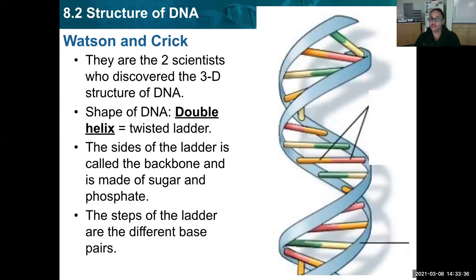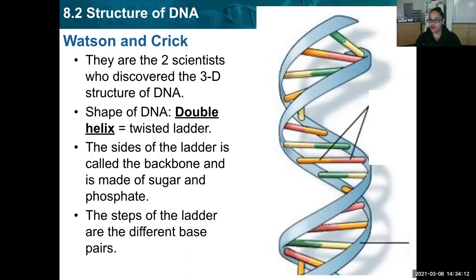Watson and Crick are the 2 scientists that discovered the 3D structure of DNA. The shape of DNA is a double helix. It looks like a twisted ladder, but in sciencey terms, we say double helix. If you picture yourself climbing up a ladder, the sides, the part you grab, is called the backbone, and that's where the sugar and phosphate are. And they just alternate, sugar, phosphate, sugar, phosphate, sugar, phosphate. All the way up.